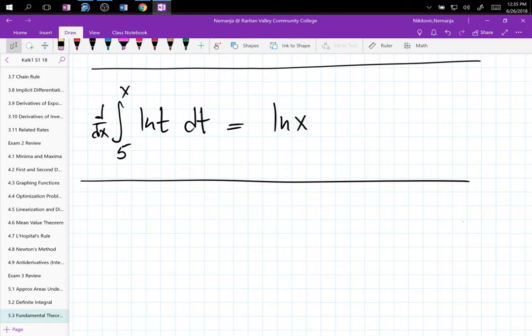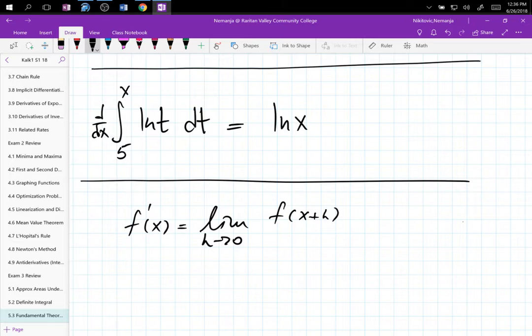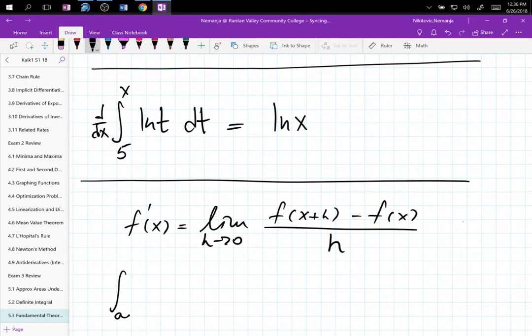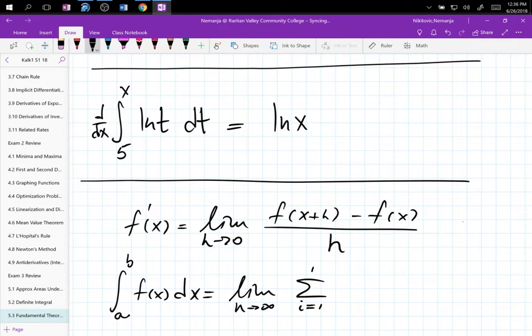Again, this is a theoretical section. We don't have calculations past what you've seen. But let's consider f prime of x is the limit as h goes to 0 of f of x plus h minus f of x, divided by h. And consider that the integral from a to b of f of x dx is equal to the limit as n goes to infinity of the summation, i goes from 1 to n, of f of x_i times delta x.